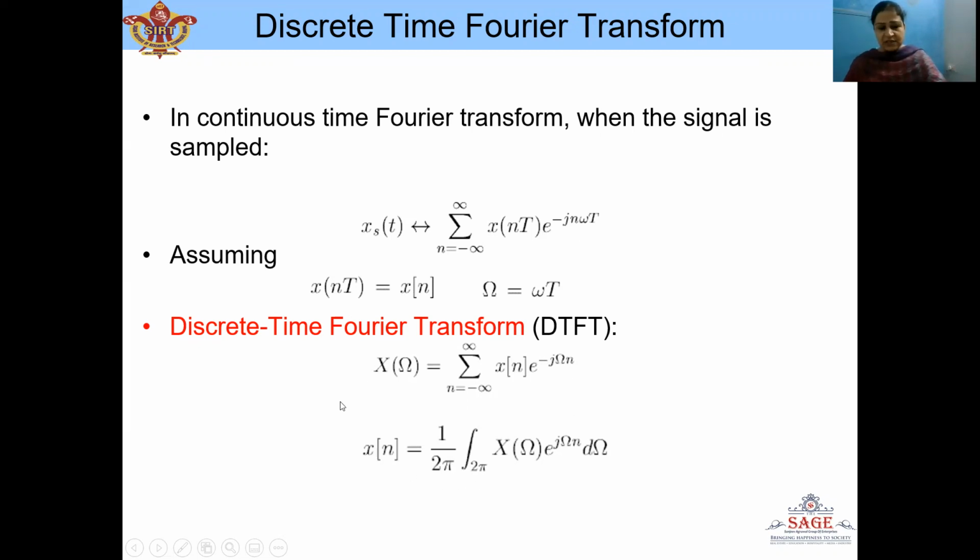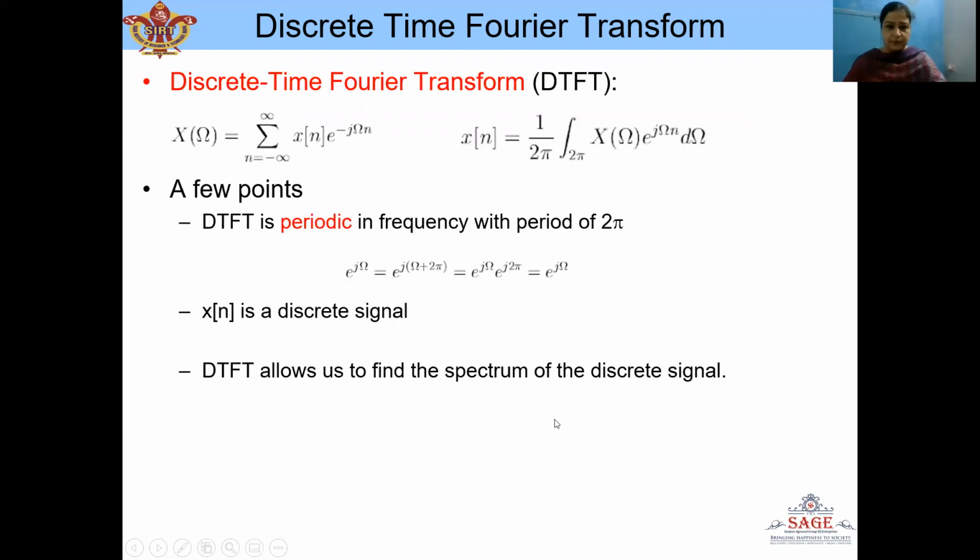So the inverse representation, that means its time domain representation, is given by x[n] equal to 1 upon 2 pi integration of X(Omega) e to the power j Omega n d Omega. So the discrete time Fourier transform is given by this expression summation x[n] e to the power minus j Omega n, and the inverse discrete time Fourier transform x[n] is given by the expression 1 upon 2 pi integration of X(Omega) e to the power j Omega n d Omega. So here we have given both expressions, DTFT and inverse DTFT.